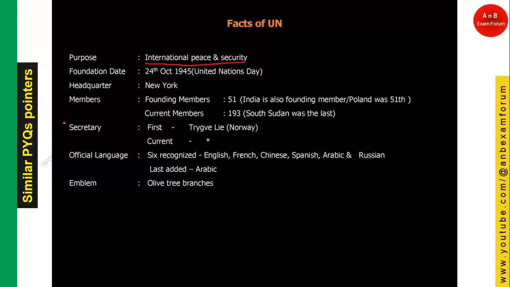This question we have seen in lower level exams, where they ask which organization deals with international peace and security, and they give the abbreviation as an option, not the full words. United Nations means nations are going to be united. So what does this united mean? They are going to cooperate with each other, so there will be international peace and security.